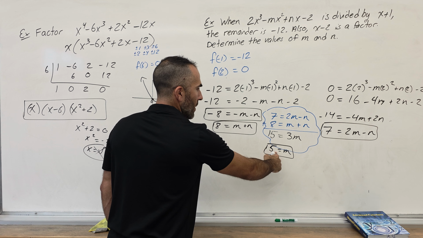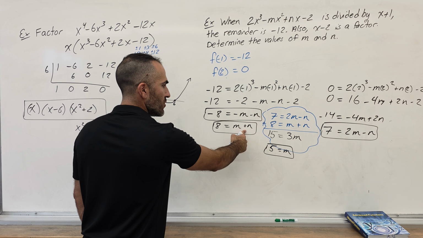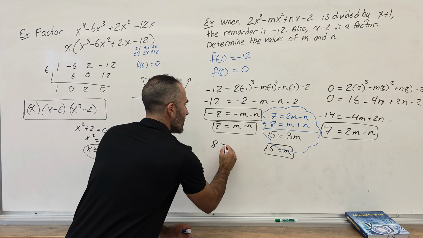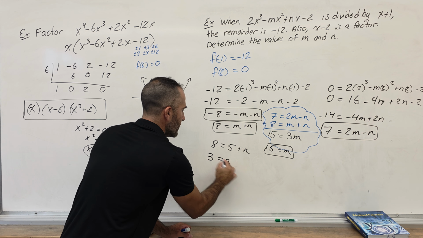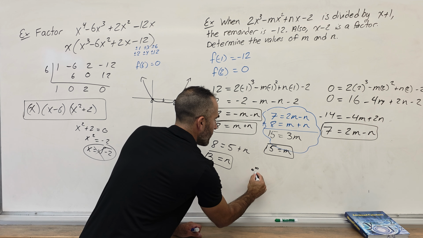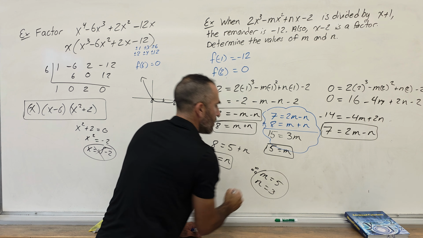If I know m, it's very easy to figure out n. I can pick an equation that's easy right here. So I'm going to use this equation, and I'm going to say 8 equals 5 plus n. Bring the 5 over. 3 is n. Therefore, m is 5, n is 3, and I'm done.